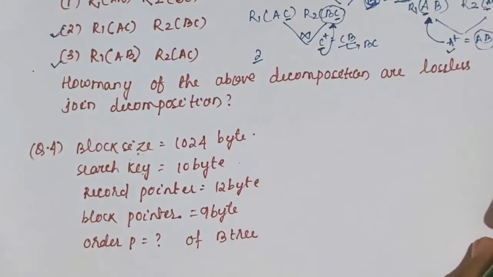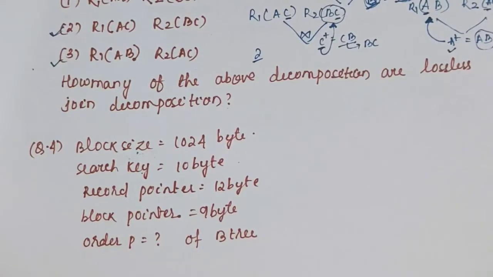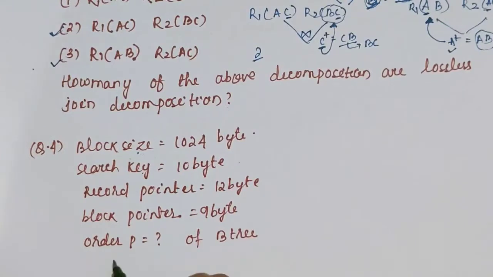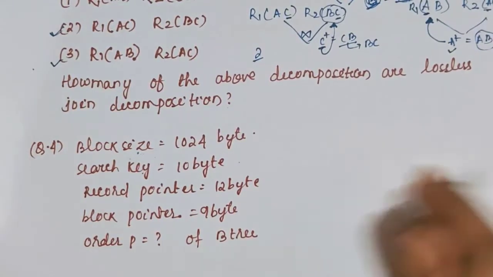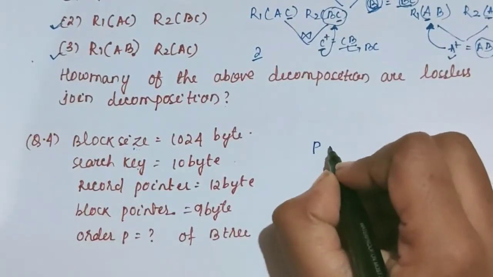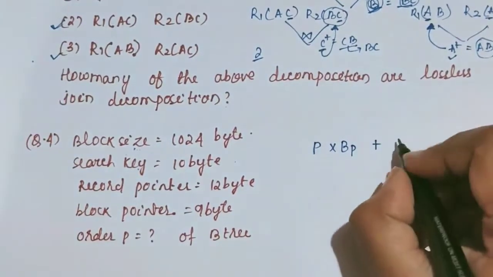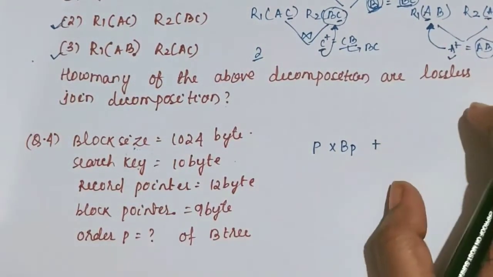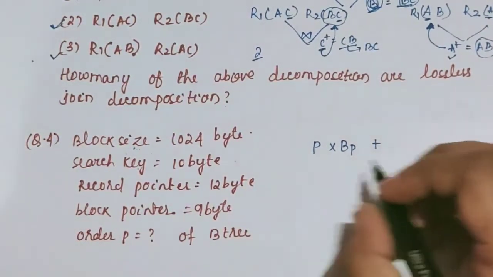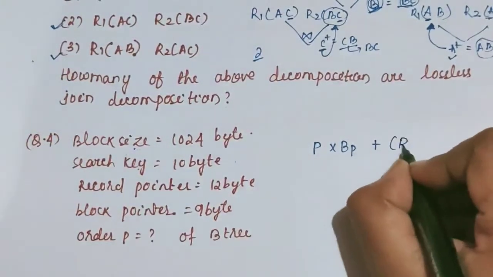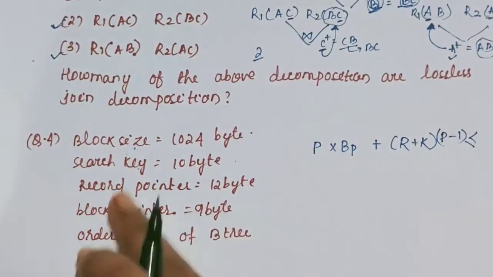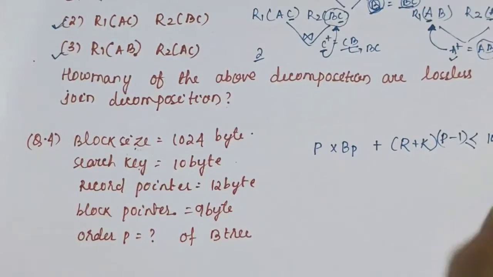Here one question is given: block size equal to 1024 bytes, search key equal to 10 bytes, and record pointer given. They are asking the order P of the B tree. If you see this, the formula is P into block pointer plus record pointer R plus key into P minus 1 should be less than or equal to the block size 1024. If you don't know about the B tree, then I will provide the link here. You can watch the B tree completely.